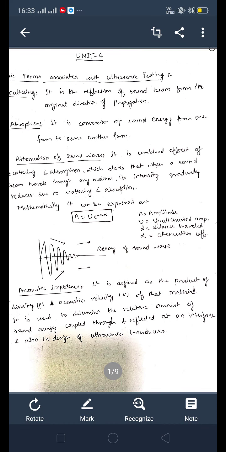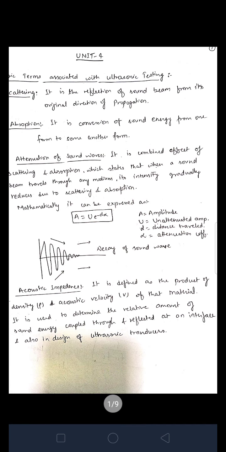And the second point is absorption. It is the conversion of sound energy from one form to another form. And the third is attenuation of sound waves. We have discussed in the previous unit the meaning and function of attenuation. Basically, attenuation is used to reduce the intensity of the radiation or rays.